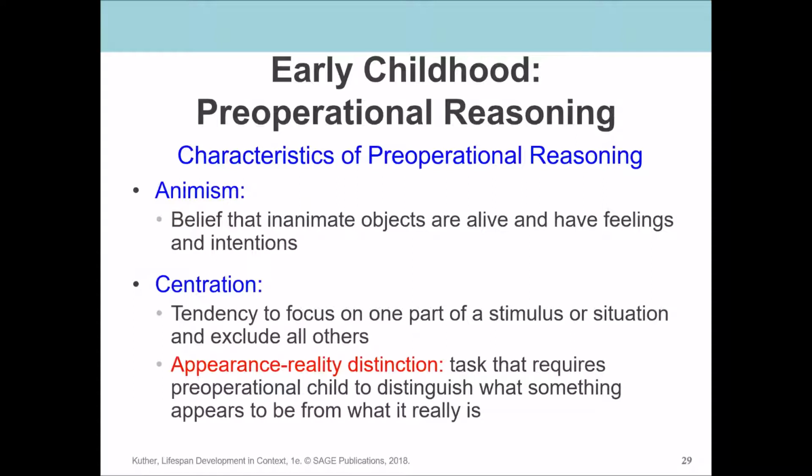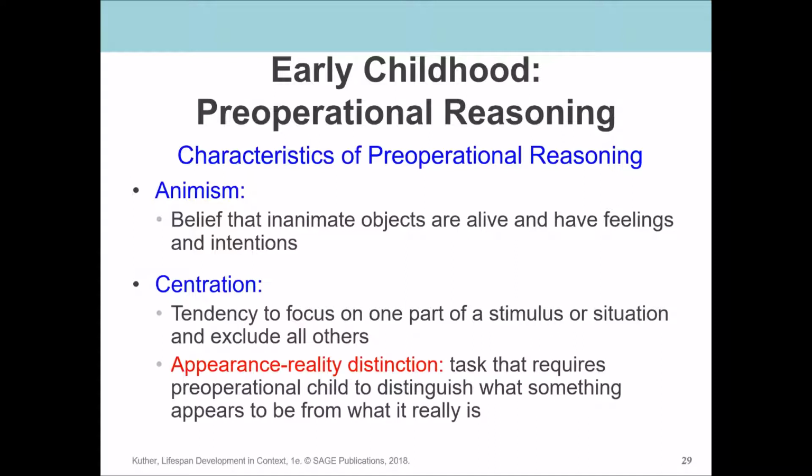Pre-operational children also show animism, the belief that inanimate objects are alive and have feelings and intentions. They think that because they have intent and they have feelings, that other things do too, even if they have no life to them. So they will say things like, the tree pushed the leaf off and it fell and it got hurt, right? So giving life to the tree and to the leaf.